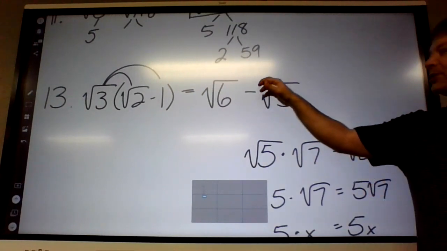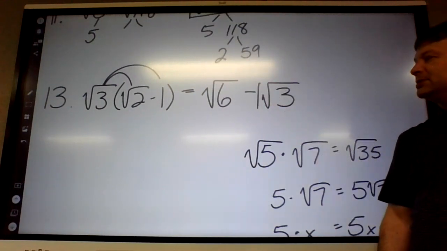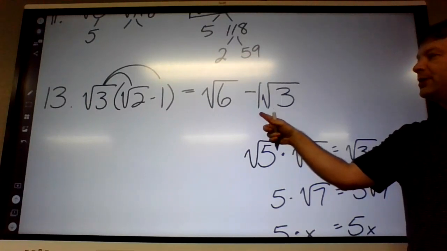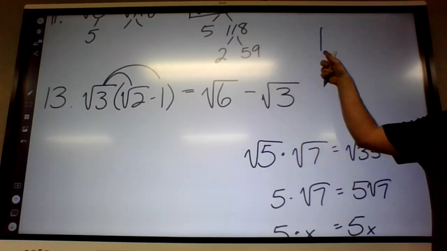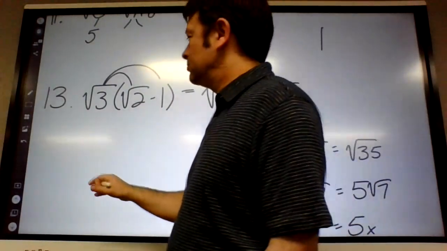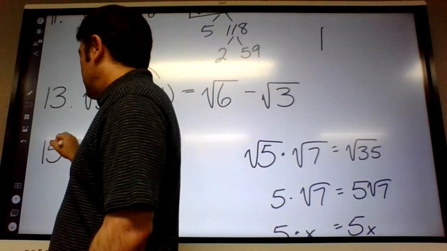Okay, this one was 1 times square root of 3. That doesn't simplify, and also we don't really need a 1 right there, just like we don't need a 1 in front of an x.